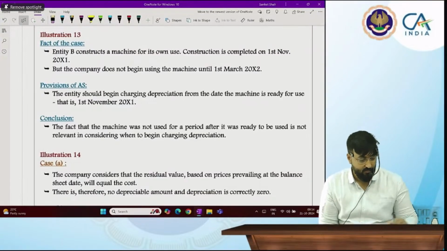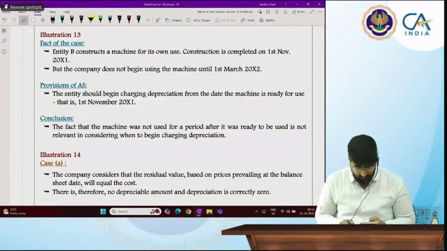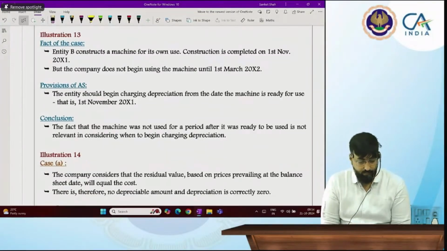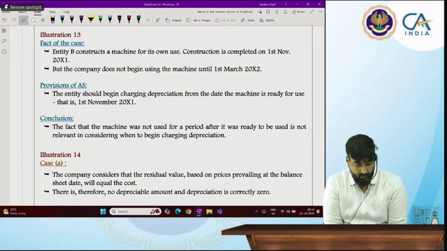Read the answer. Facts of the case: Entity B constructs a machine for its own use. The construction is completed on 1st November 2021, but the company does not begin to use the machinery until 1st March 2022. Provision: the entity should begin charging depreciation from the date the machinery is ready for use, that is 1st November 2021. Conclusion: the fact that the machine was not used for the period after it was ready to be used is not relevant in considering when to begin charging depreciation.